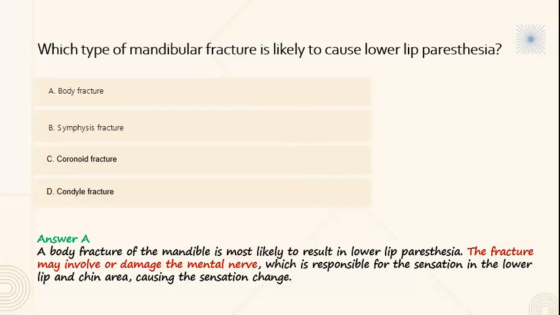Answer A. A body fracture of the mandible is most likely to result in lower lip paresthesia. The fracture may involve or damage the mental nerve, which is responsible for the sensation in the lower lip and chin area, causing the sensation change.